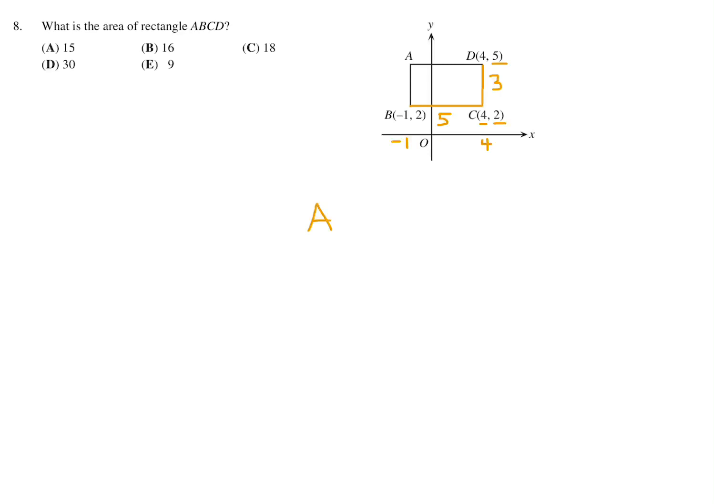So the area of a triangle, or a rectangle in this case, I hope I remember my shapes. I have to go back and practice and say, well, this is a rectangle, not a triangle. Length times width, of course. And the length is 5 and the width is 3, so therefore the area is 15. So number 8, the answer is A.